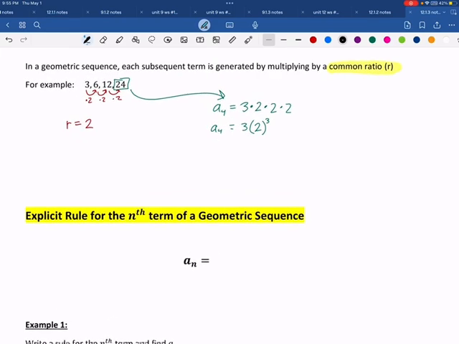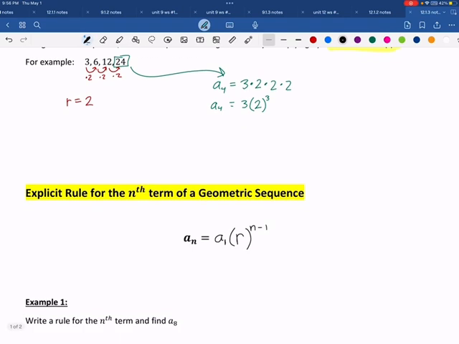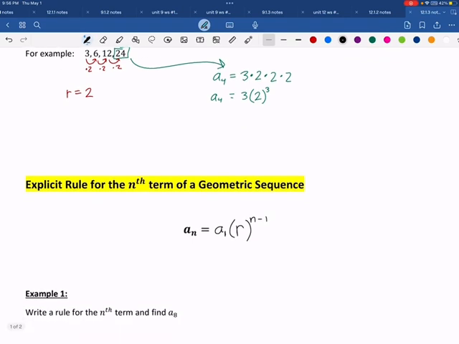So we can translate that into a rule for our nth term. Whatever our first term is, we're just multiplying that by our common ratio. And what we can see if we look at a4 is that the number of times we've multiplied by that r is 1 less than the number term that we're on. So our formula is going to have n minus 1 as our exponent. So much simpler rule for the nth term of a geometric sequence. And that's it: a1 times r to the n minus 1.